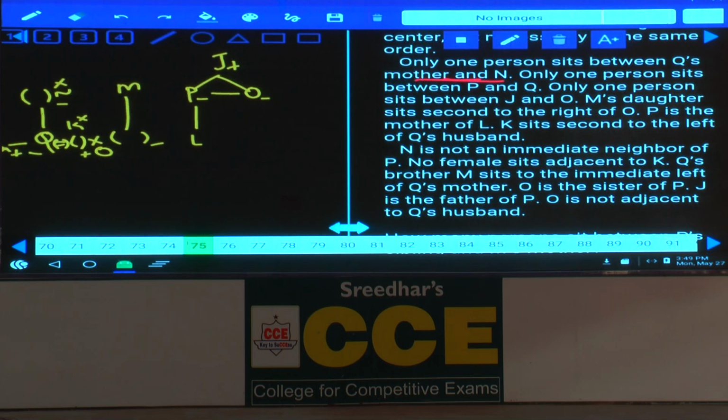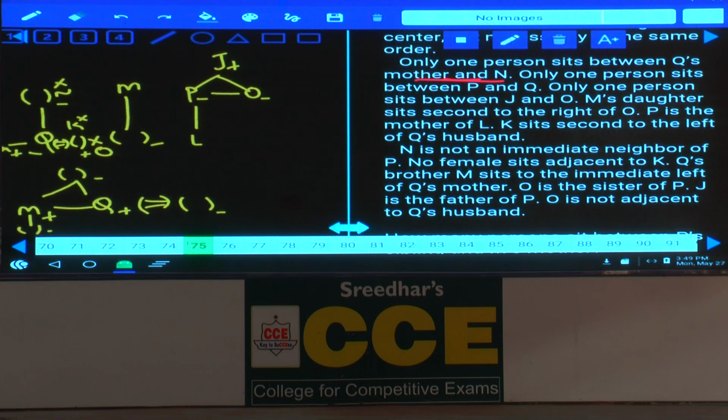Q is having a brother M. Now I am taking this one separately. And Q is having a brother M. And Q is having a wife as well. Isn't it? Now this Q is having a mother as well. Now Q and M are having a mother. As the mother is there, then M is having a daughter.